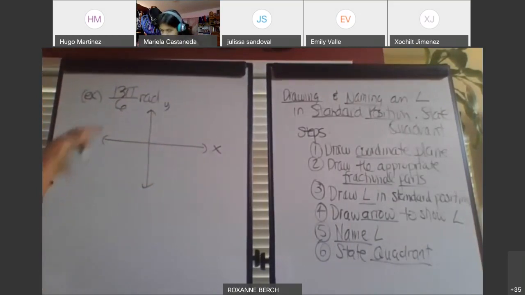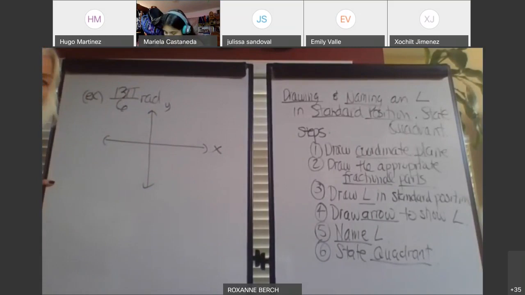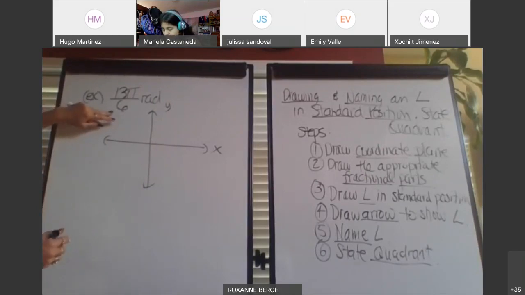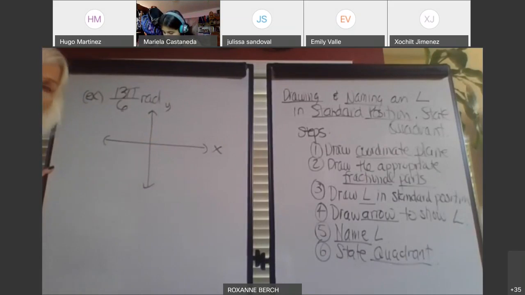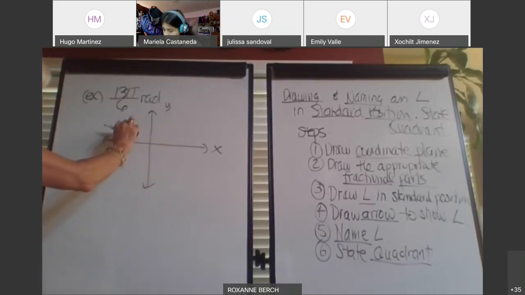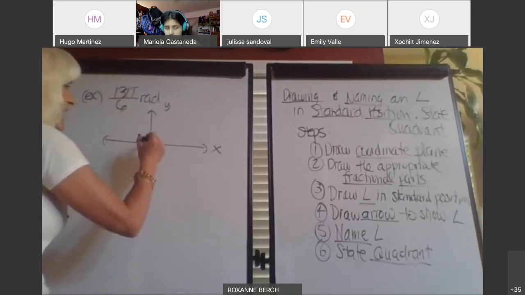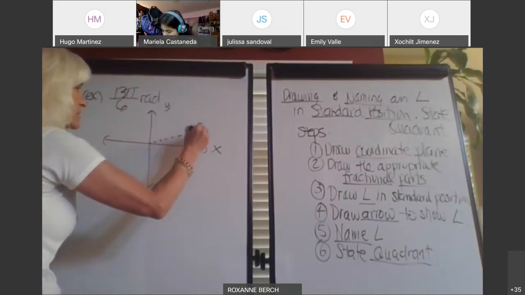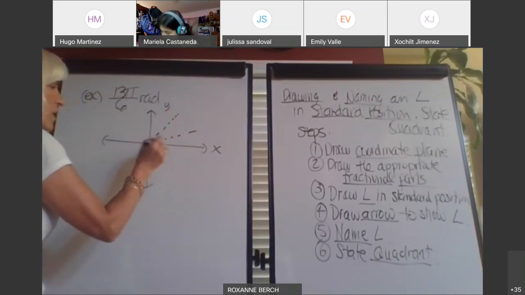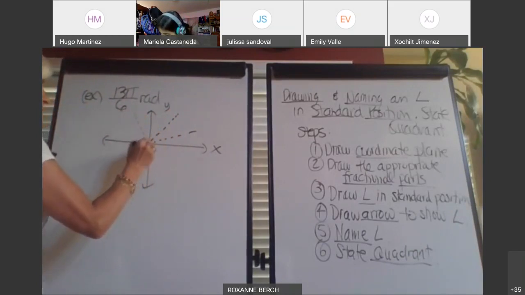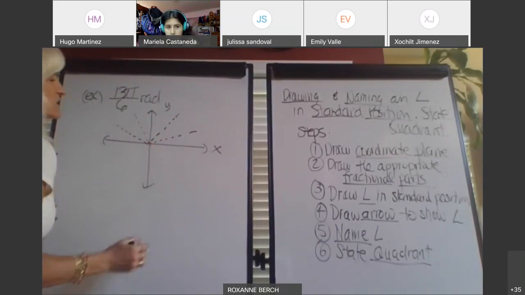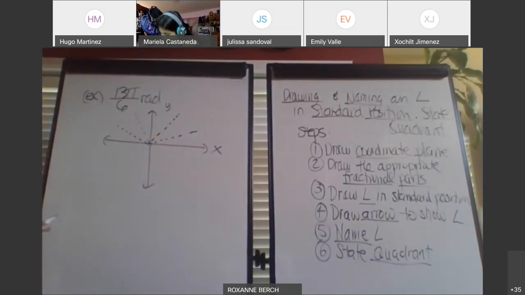The denominator tells you how many parts you want to make. So if this is 6, you're going to make 6 equal parts. If it was 17, you would make 17 equal parts. If it was 24, you would make 12 and 12 for 24 equal parts. So right now, we have 6 equal parts. 1, 2, 3, 4, 5, 6. And we try to make them look as equal as possible.